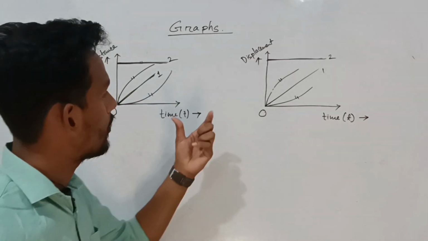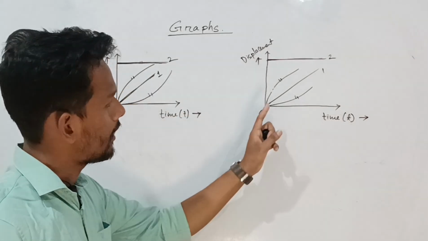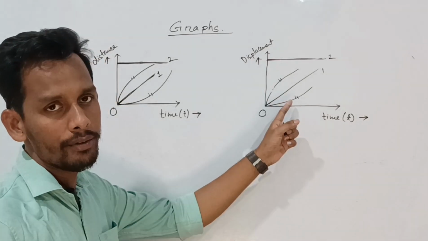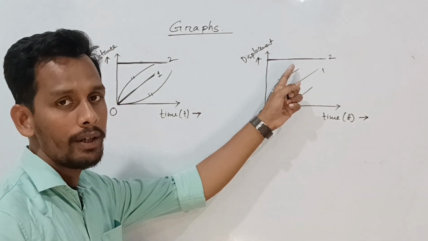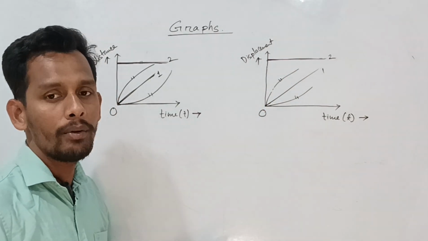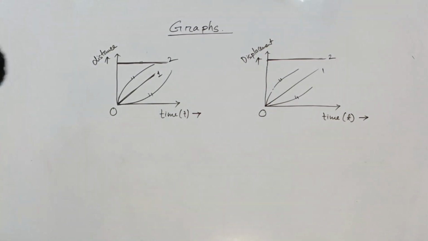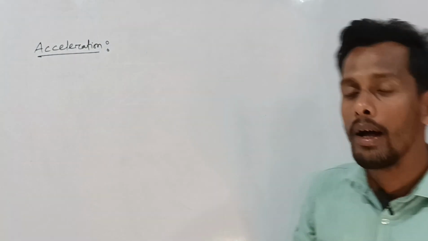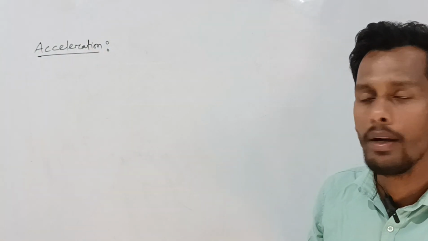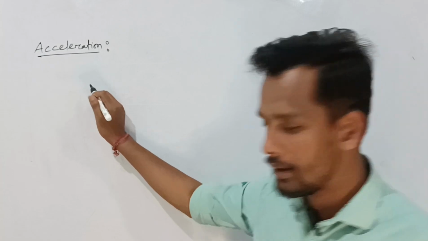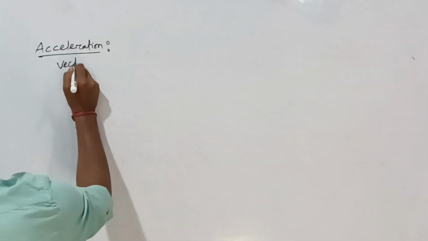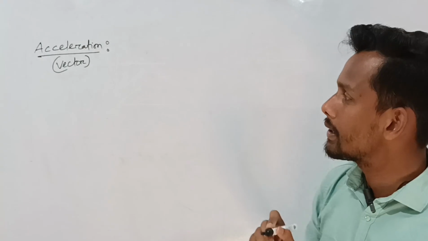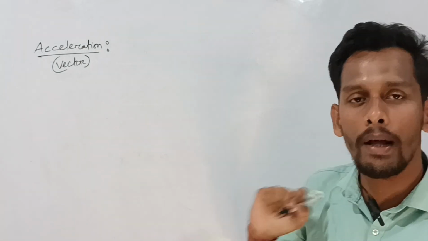Okay, this is the type of graphs: uniform velocity, non-uniform velocity, and zero velocity. Now the next topic we will discuss is acceleration. So what is acceleration? Acceleration is the change of velocities. Acceleration is also a vector quantity, and acceleration means change of velocities.